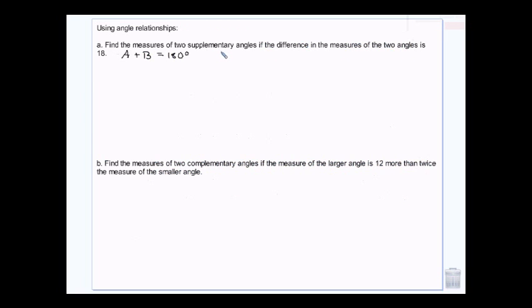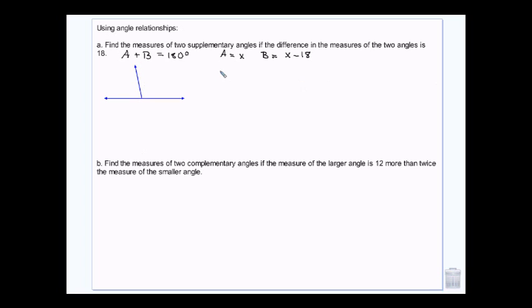So if I say angle A is X, what would angle B be? X minus 18, because they're going to be 18 different. Another way we could do it is we could draw a picture. How would you know it would be X minus 18? Because it said the difference was 18, the two angles. So you'd subtract 18 from one angle to get the other angle.